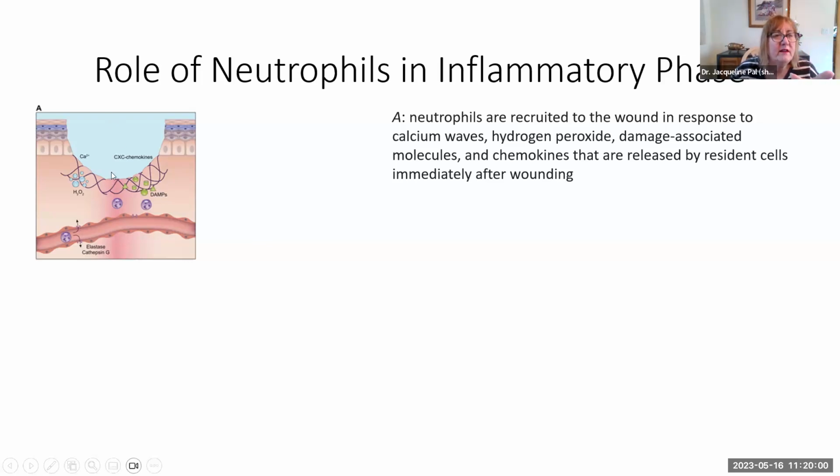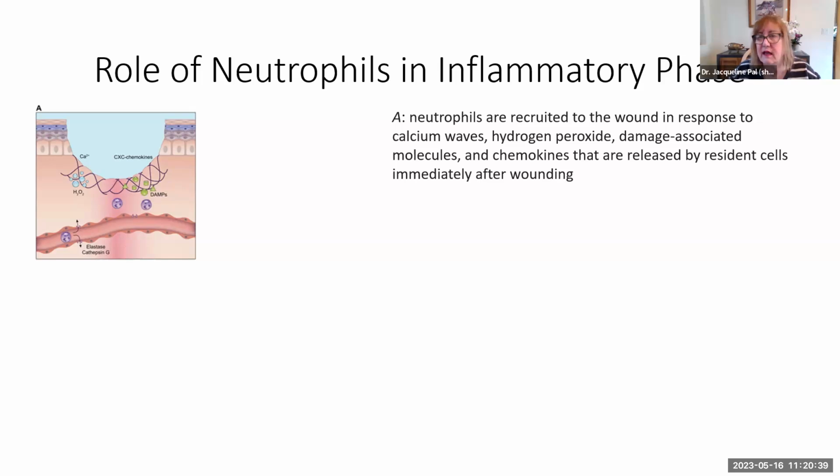So when a wound is injured, there are multiple reasons why neutrophils are going to undergo diapedesis. It's because they're getting all these calling cards, all these chemotactic things are happening. We're going to have waves of calcium being released in the tissue. We're going to have hydrogen peroxide. We're going to have these molecules called DAMP, which basically is an abbreviation for damage-associated molecular proteins. And we're going to have other chemotypes. And so all the damaged cells that were there are releasing these things right after being injured.